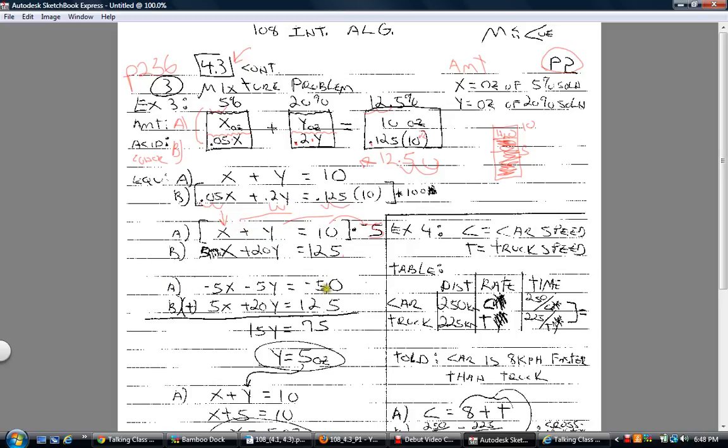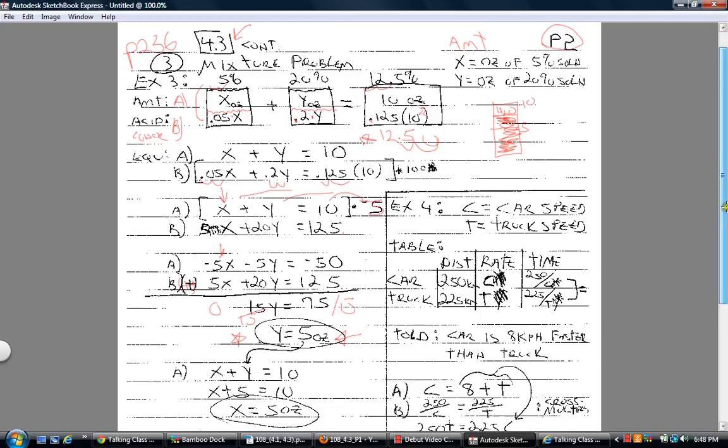Once you've done that, you're ready to eliminate. You're going to add the two equations, add the columns. There's the 0. -5 plus 20 is 15y. -15 plus 125 gives you 75. Divide by 15 on both sides. Lo and behold, you find out y equals 5 ounces. That's the hard part of the problem. You're doing pretty good now.